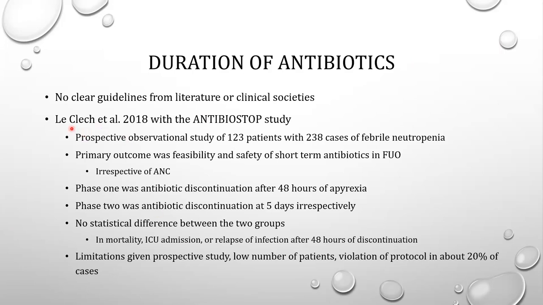There was Le Clech in 2008, the AntibioStop study. This was done in France, I believe, and published in the UK. It was a prospective observational study of 123 patients, with 238 cases of febrile neutropenia. The primary outcome was the feasibility and safety of short-term antibiotics and fever of unknown origin, irrespective of their ANC. They just wanted to see if they could stop them early, regardless of the recovery ANC count.